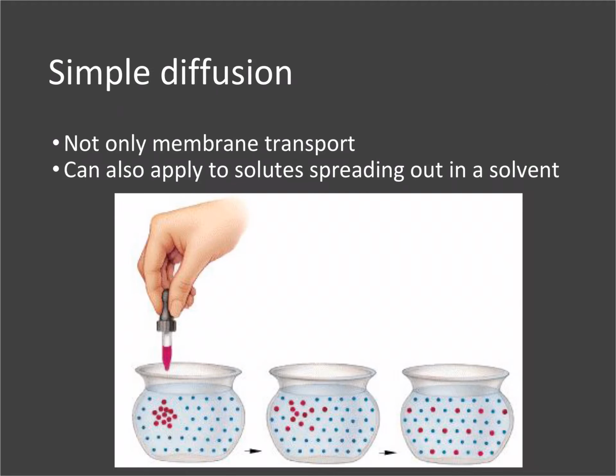As I mentioned on a previous slide, simple diffusion does not have to happen across the cell membrane. It can also refer to solutes just spreading out in a solvent. So in this example here, we have some sort of dye that is being added to a liquid. And the area where this dye is added is a high concentration area. And then you can see over here that there is a low concentration of those dye molecules. Now, over time, those molecules start to spread out, and they start to move from that high concentration area to that lower concentration area until they are evenly spaced throughout the solvent.